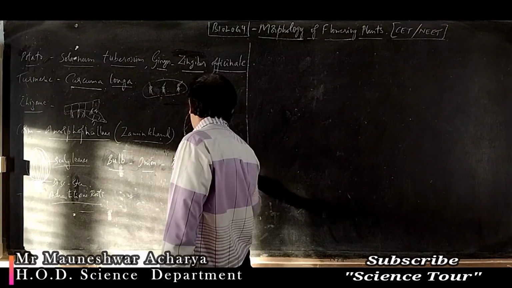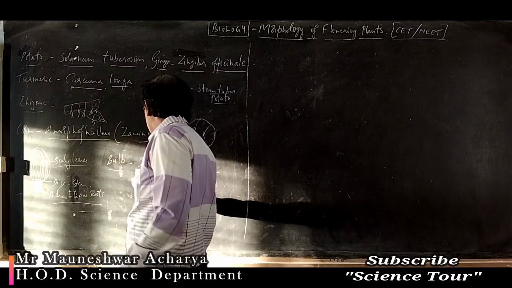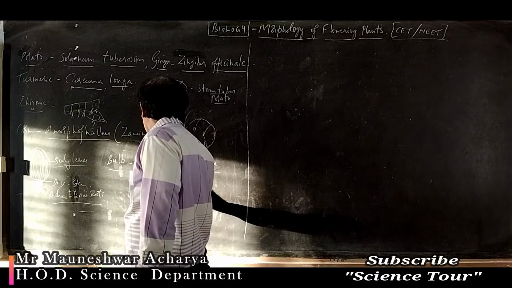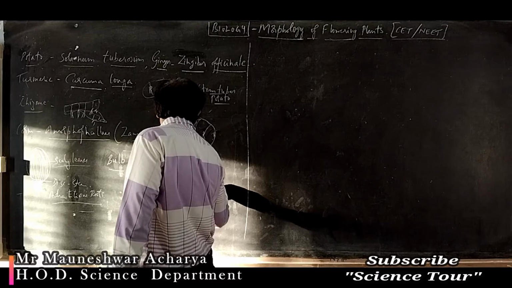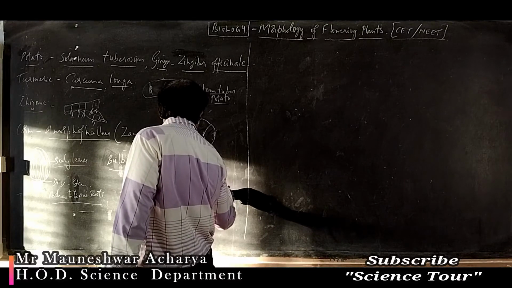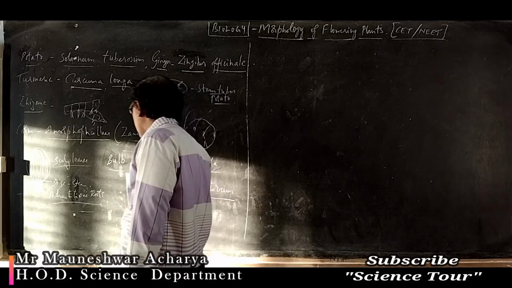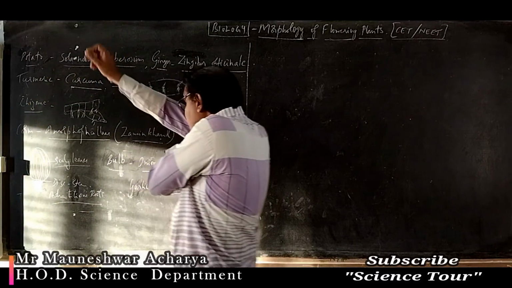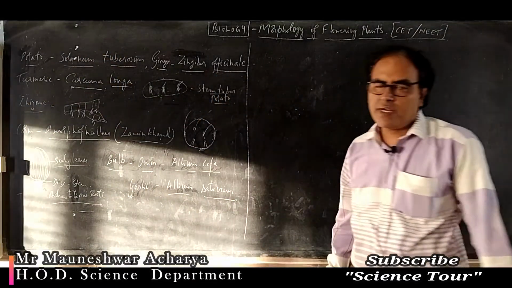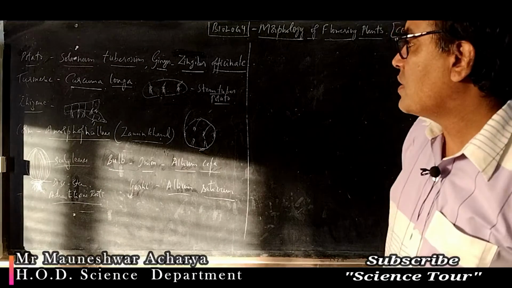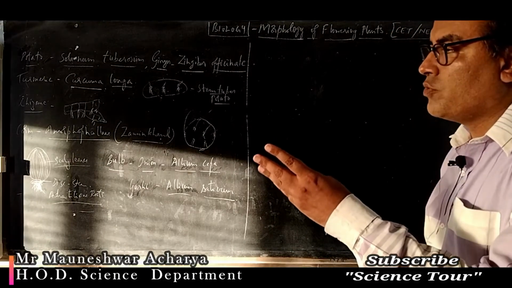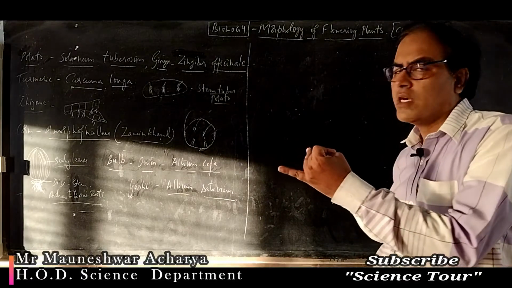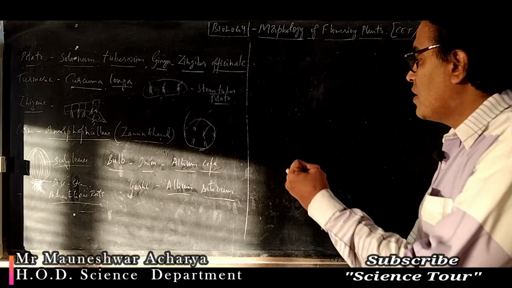Or garlic, that is ಬೆಳ್ಳುಳ್ಳಿ, scientific name is Allium sativum. So, students, we have studied 4 different types of underground stem modification. One is tuberous stem tuber, another one is rhizome, third one corm, and fourth one is the bulb.